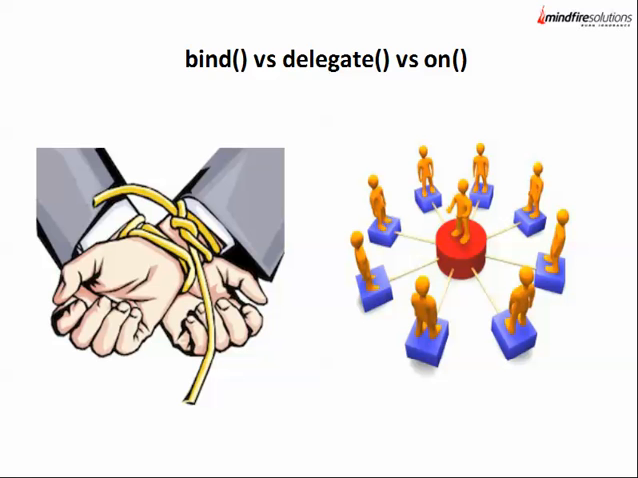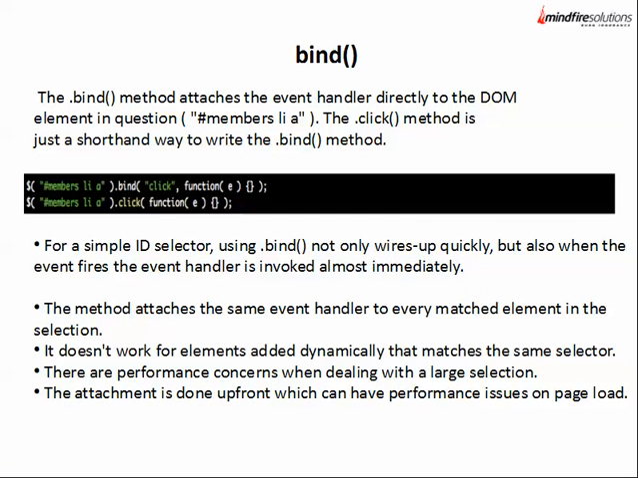So bind, as we already saw, is not going to work on a dynamically created element when we add one. We can use bind like that: bind, then the event handler, or we can directly use something dot click. That is also binding an event handler. That method attaches the same event handler to every matched element in the selection. It does not work for elements added dynamically that match the same selector. Here I use an ID selector and then LI a. So if in future I add a new LI, it is not going to work. But delegate and on will solve the problem.